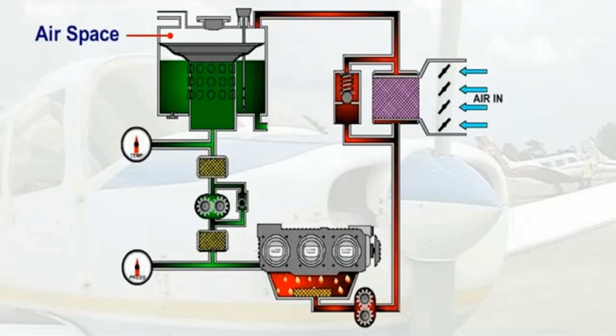The airspace is very important. It allows for several situations. For instance, the expansion of the oil when it gets hot, as it inevitably will. Also frothing, due to aeration of the oil as it flows around the engine, will occur, requiring a greater volume of space. Another situation that requires the airspace is caused every time the engine is shut down.